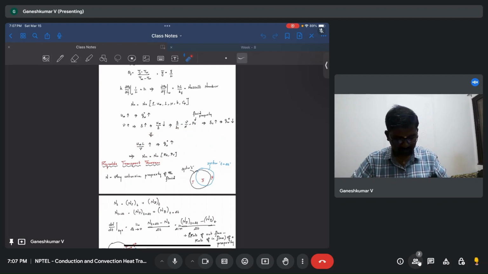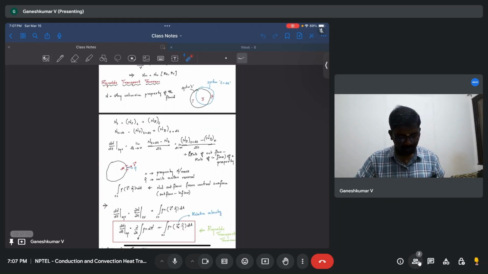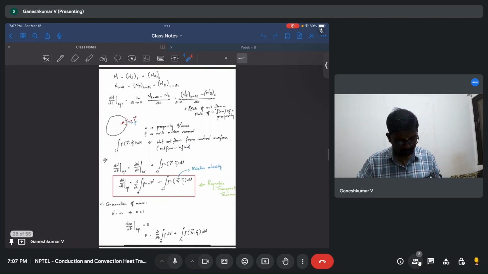So initially we started with Reynolds transport theorem, and this is a basic general theorem for any transport quantity, for example mass, momentum, energy, and also species concentration, electrical charges, any quantity that is getting transported will follow Reynolds transport theorem. It's basically the simplest, or fundamental, theorem.